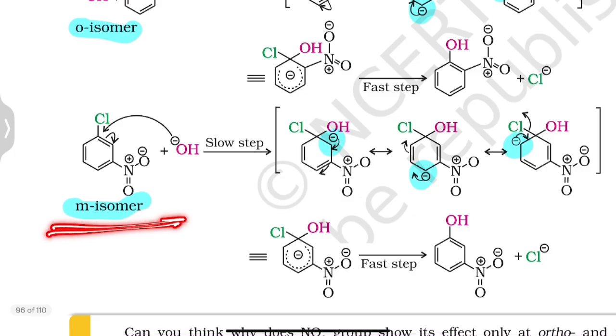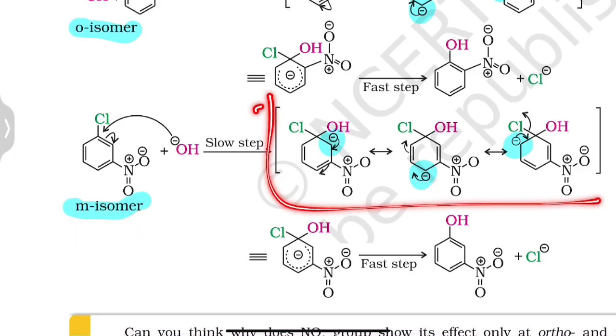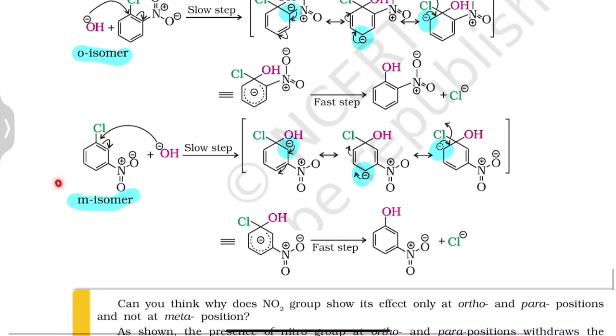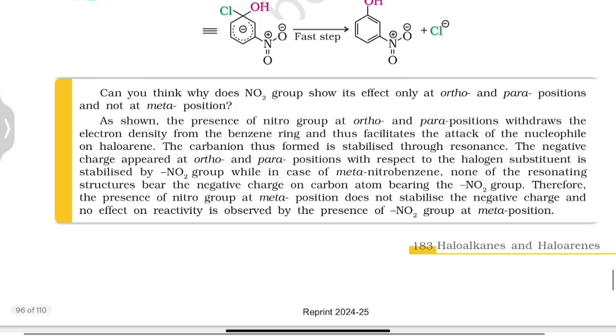Whereas if it is present at the meta position, observe these resonance structures. The negative sign is present at the ortho position, at the para position, and at the ortho position. So at the meta position there is no negative sign at all. Therefore the nitrogen cannot take that negative sign, or it cannot reduce the electron density of the benzene ring. Therefore a nitro group present at the meta position doesn't have any effect.